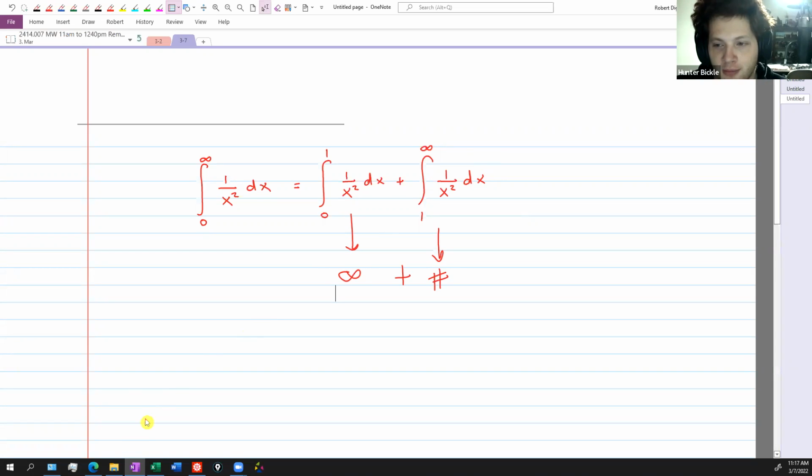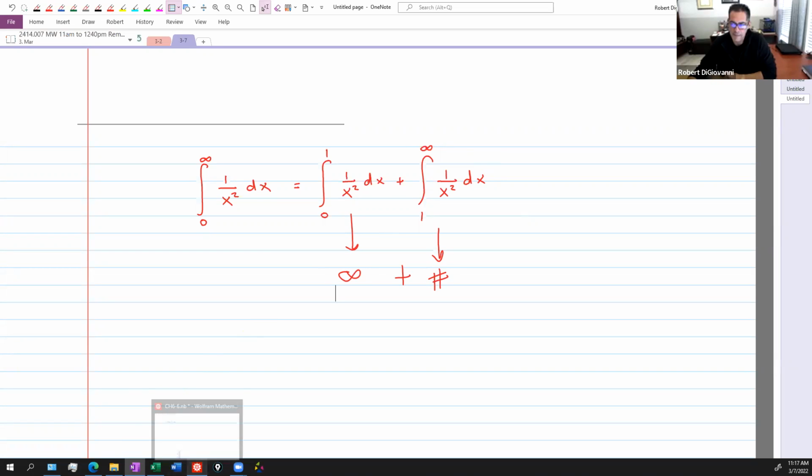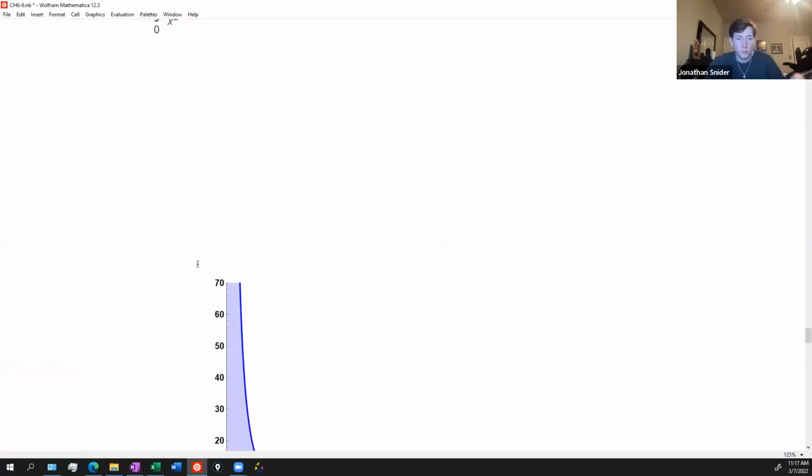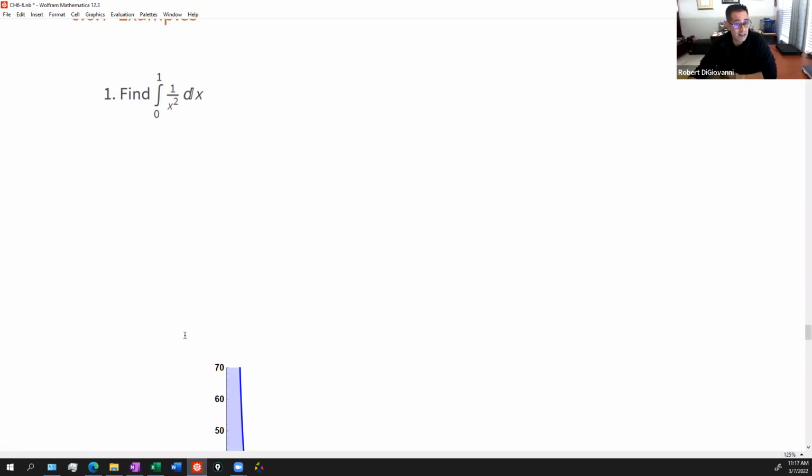Infinity plus some number is infinity. Yeah, it's just the idea that it's growing without bound, right? It's growing without any bound at all. How would you know what number to pick? You can pick any number you want.